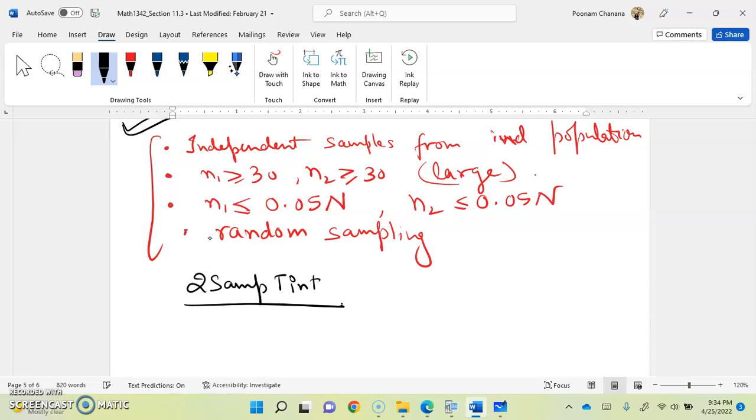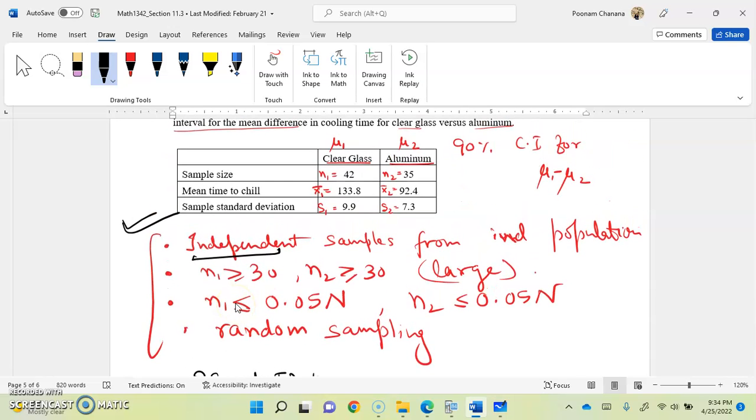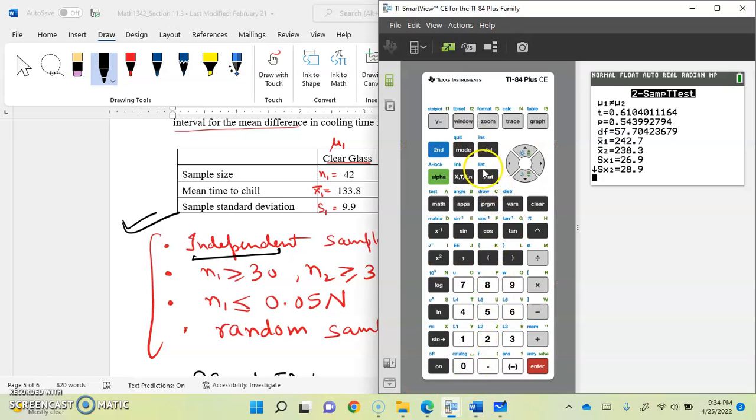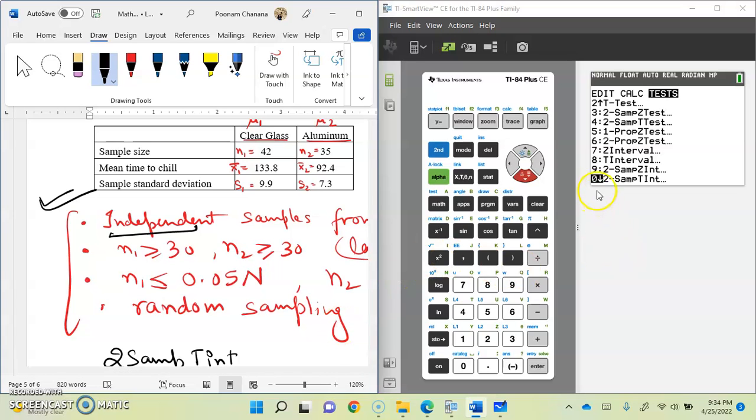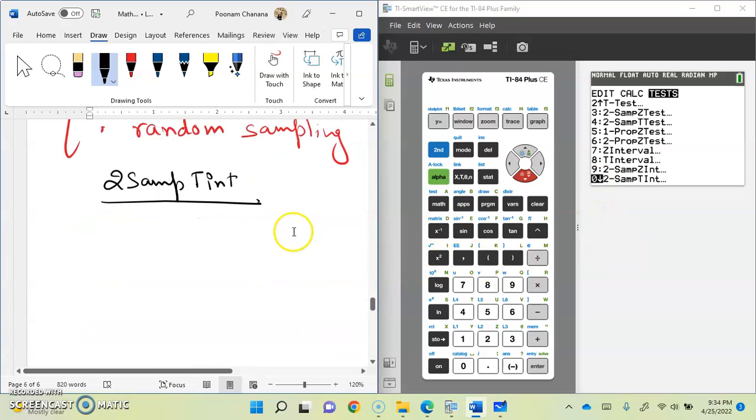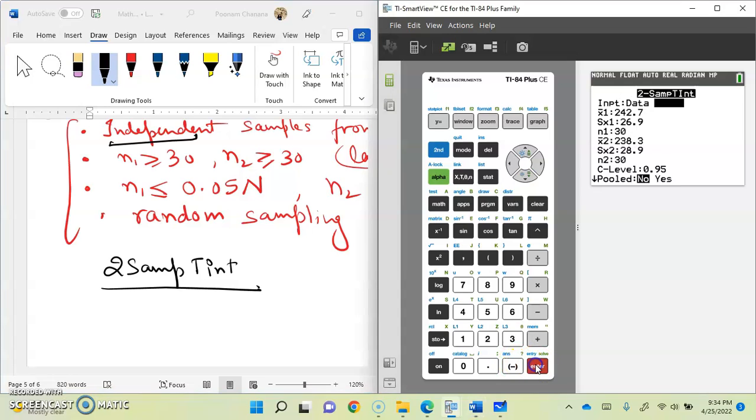Why are we using a two-sample t interval? Because the samples are independent and we are testing for the mean, right? So the confidence interval is for the difference of means. In your calculator, go to Stat, go to Tests, and choose 2-SampTInt. You need to know that we are using two-sample t interval. That's at number 0 in your calculator. Press enter.